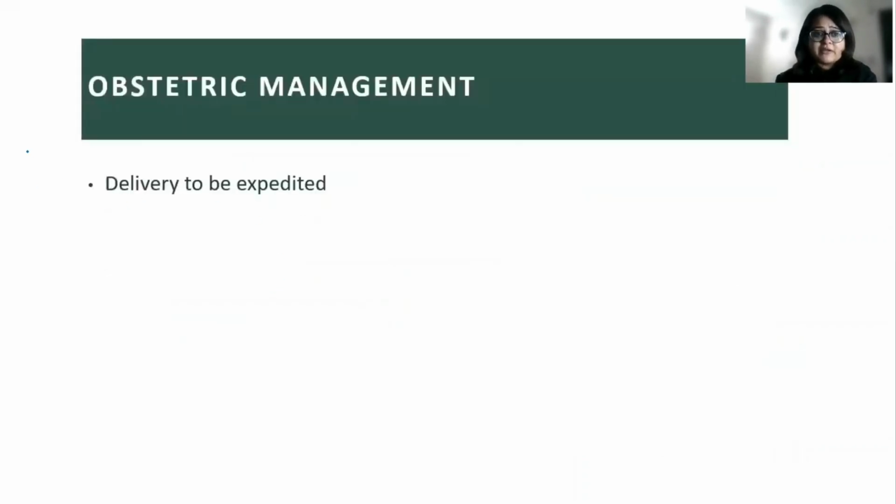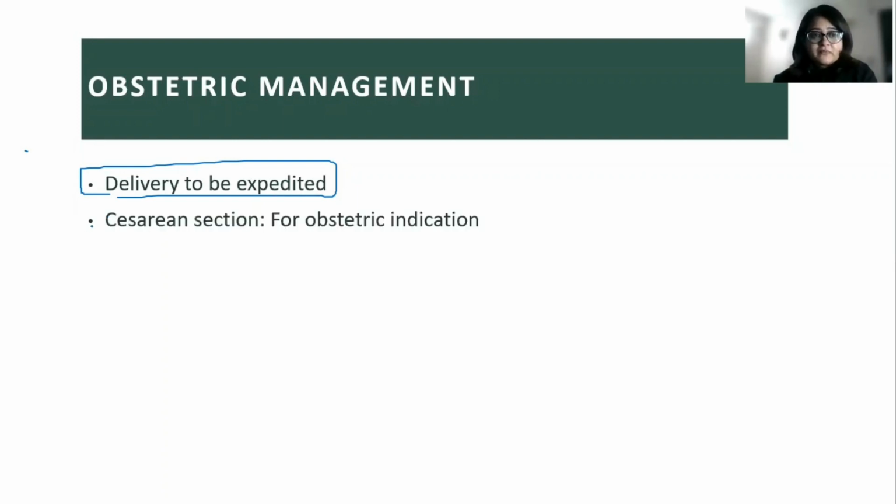So coming to obstetric management, delivery has to be expedited. Remember, it has to be expedited. That does not mean you go and do a cesarean section for every eclampsia patient. Eclampsia patients preferably should be delivered vaginally, as cesarean will increase the morbidity and mortality. But that depends on the gestational age, the Bishop's score, how critical she is, and any obstetric factors, maybe she's a previous cesarean or has placenta previa, so then you don't have much of a choice. So cesarean section only for obstetric indication.